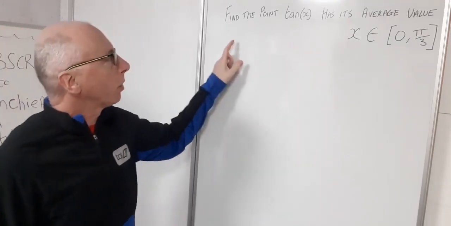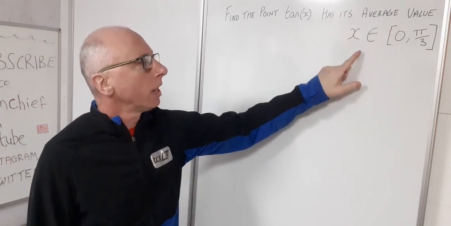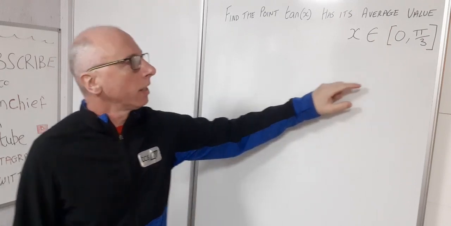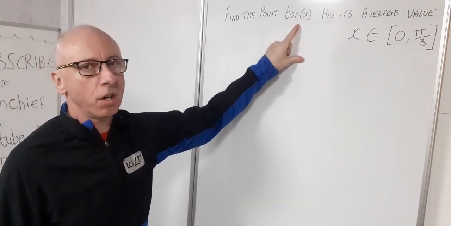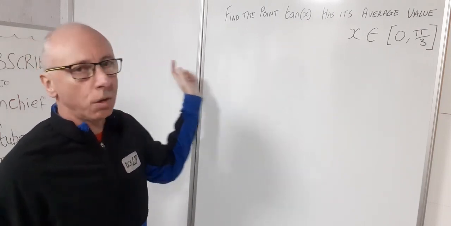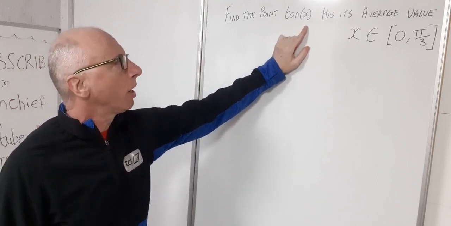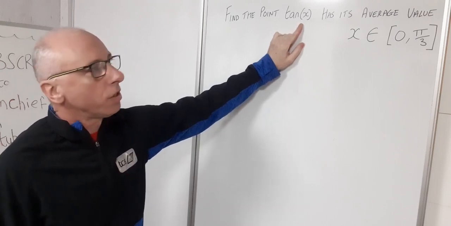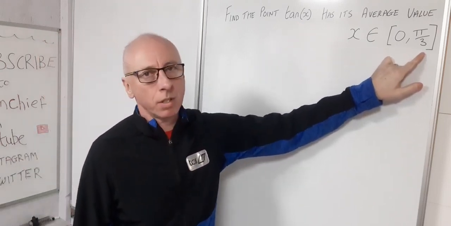So we've got a question here. We're going to find the point in which tangent x takes on its average value in the range of 0 to pi over 3. Now, tangent x, for the purpose of this question, is not continuous over the whole real numbers. There is pi over 2, for example, and minus pi over 2, where this function is not continuous. So here we've got 0 to pi over 3. We know it is continuous.